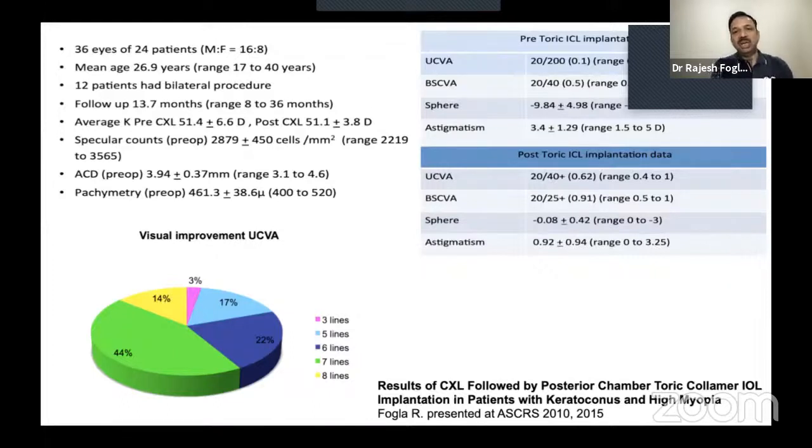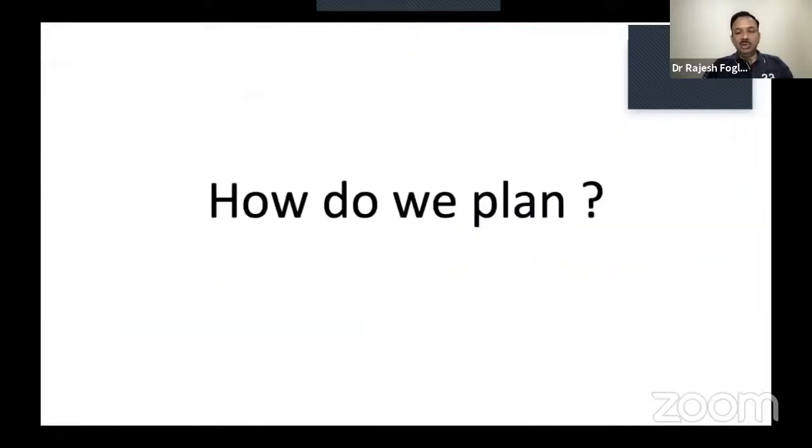But what you see is that the unaided vision went from 20/200 up to 20/40. And on average, 44% of the patients had 7 lines of improvement in uncorrected visual acuity. Even the best spectacle corrected visual acuity improved from 20/40 on average to 20/25. And that's expected because the ICL is placed closer to the nodal point. So these are a subset of patients who did very well with the toric ICL. Now, coming to how do we plan?